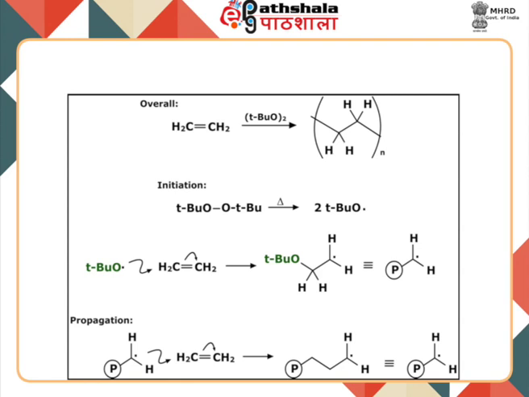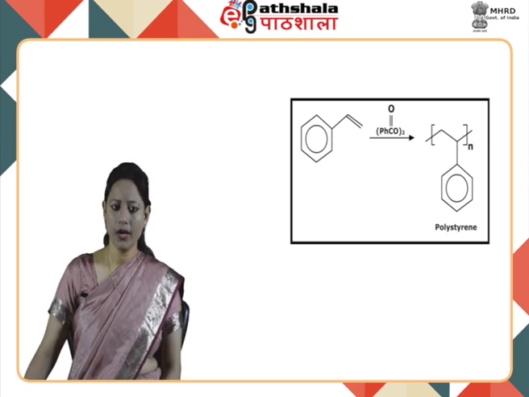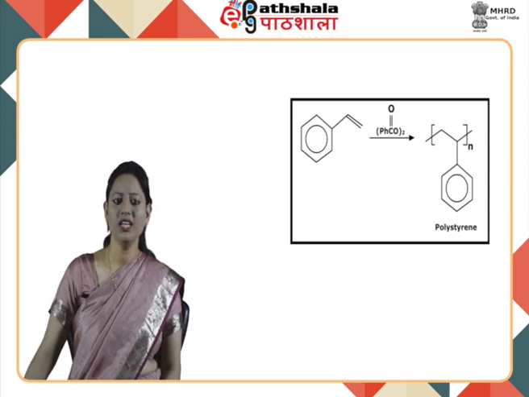Initiation involves homolytic cleavage in tertiary butyl peroxide to give tertiary butoxyl free radical. This tertiary butoxide radical reacts with ethene to generate our alkyl radical. That alkyl radical further propagates the chain by reacting with another ethene molecule. This is how the polymerization occurs in ethene. Another example of polymerization is the polymerization of styrene to polystyrene, which can also occur via free radical mechanism.